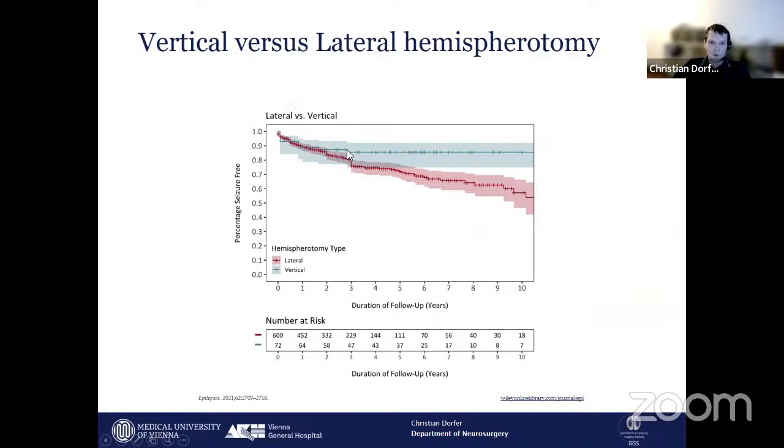The vertical approach seems to be a little bit better in the long run. We have 10 years here than the lateral approaches. You see here over 600 patients. And one limitation of this study, of course, is we have 600 patients with lateral approaches and only 72 for the vertical approach, and half of it, or even two-thirds of the patients, came from our institution.